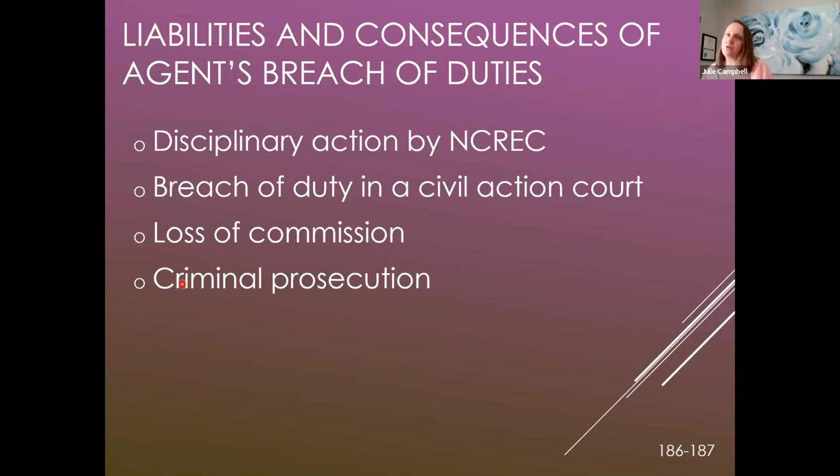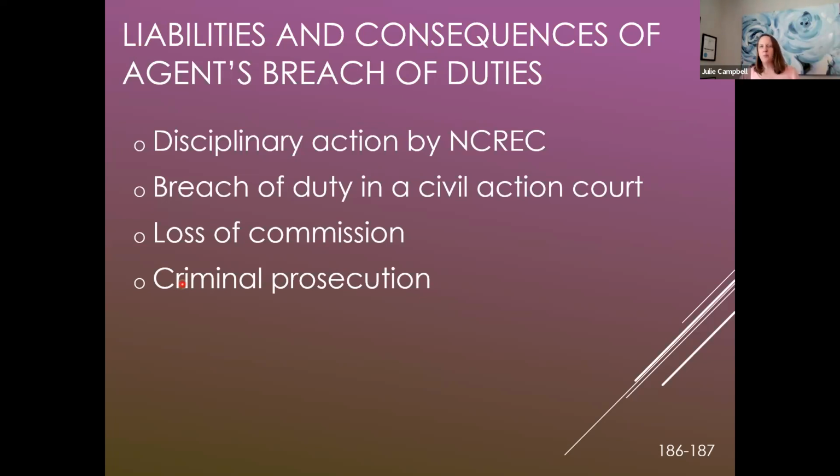So what happens if you do violate your duties as an agent? If you violate license law and commission rule, if you mishandle material facts, there are several things that could go down. First off, you could face disciplinary action by the real estate commission. They could suspend your license, maybe for 3 months, 6 months, 2 years. They could revoke your license. If they revoke your license, they're going to take it back.